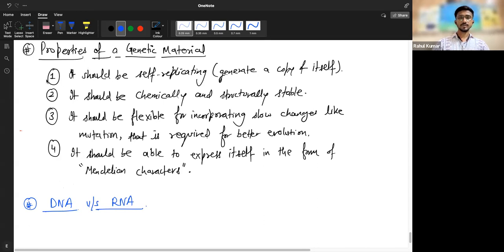So, let's go to the first one. It should be self-replicating. Now, remember I told you that at one point of time, people were thinking that protein could be the genetic material when it was not yet found. Before the Griffith experiment was done, they thought that it could be protein. But can protein self-replicate itself?